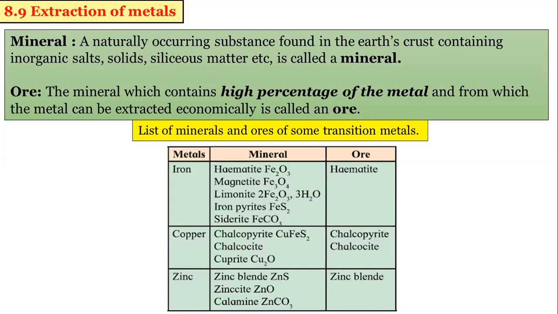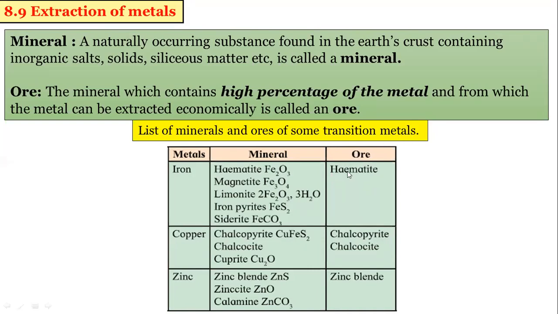Now I'm coming to the ore. What is the definition of ore? Ore is different from the mineral. It is actually the mineral which contains a high percentage of metal. So all the ores are minerals, remember, but all the minerals are not ores. Ore is a mineral which contains a higher percentage of metal.